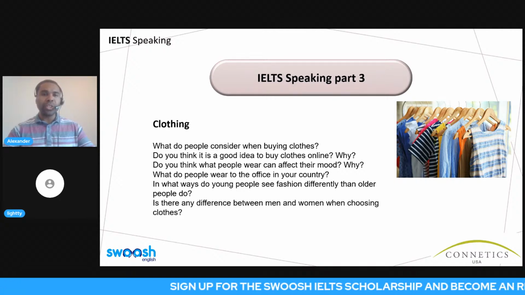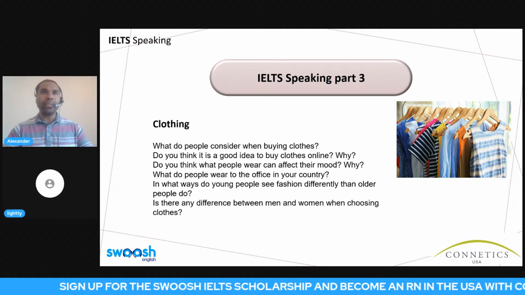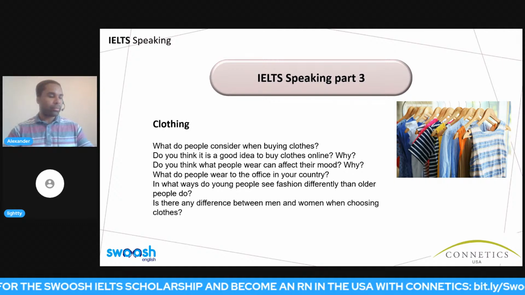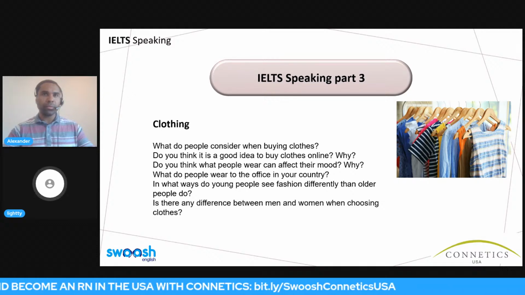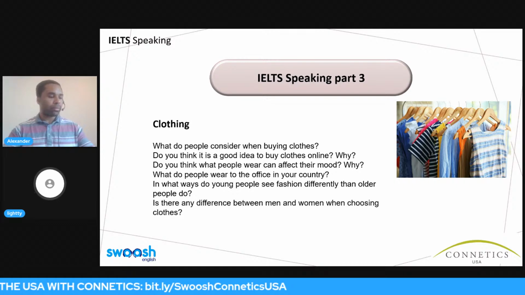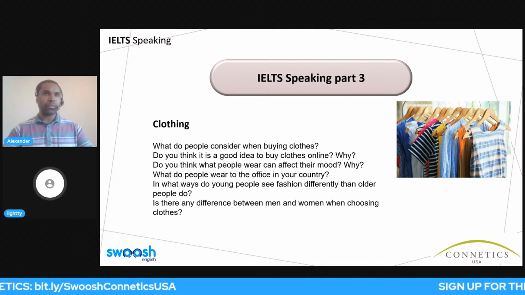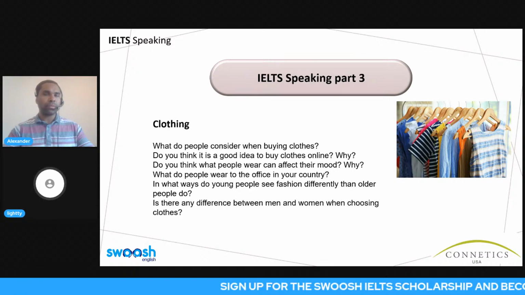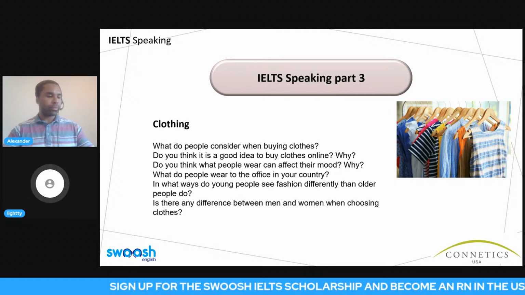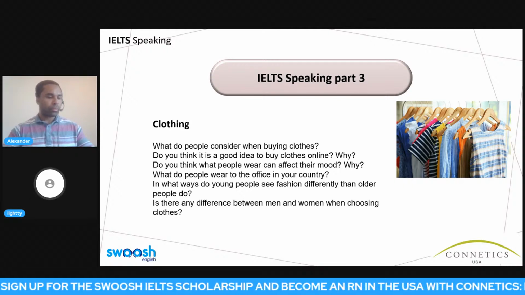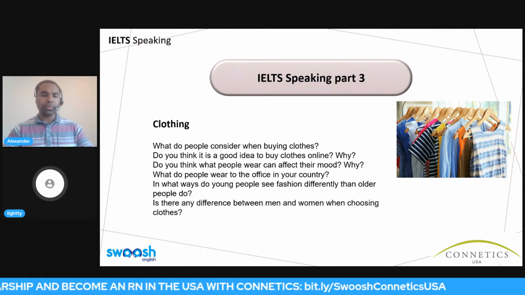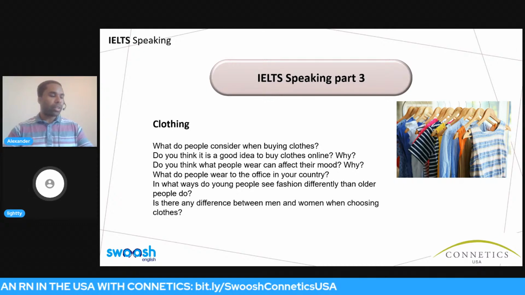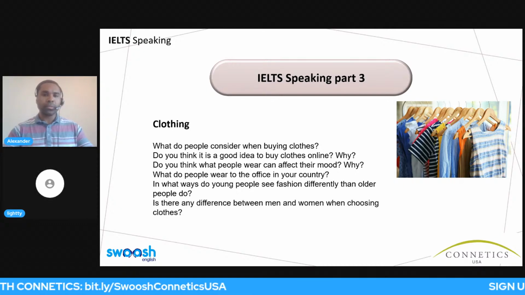Okay. And do you think there are any differences between men and women when selecting clothes? I think nowadays there is no difference in selecting dress. The men and women both mainly prefer the jeans, t-shirts. So there is no gender difference in selecting dress. But in the past, most of the people selected according to their gender difference when they were searching for the dress.